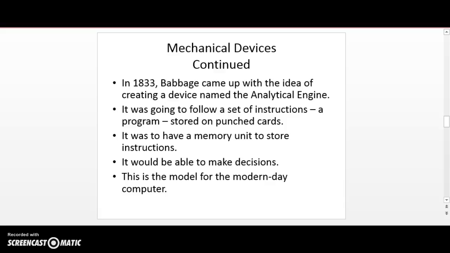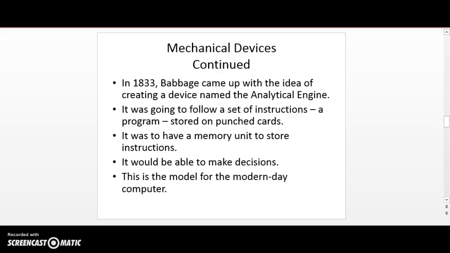He planned it out, he drew out the blueprints for it, but it never actually got built during his lifetime. But it is really sort of considered the model for the modern computer, the idea of a memory unit, the idea of a set of instructions that can be followed.